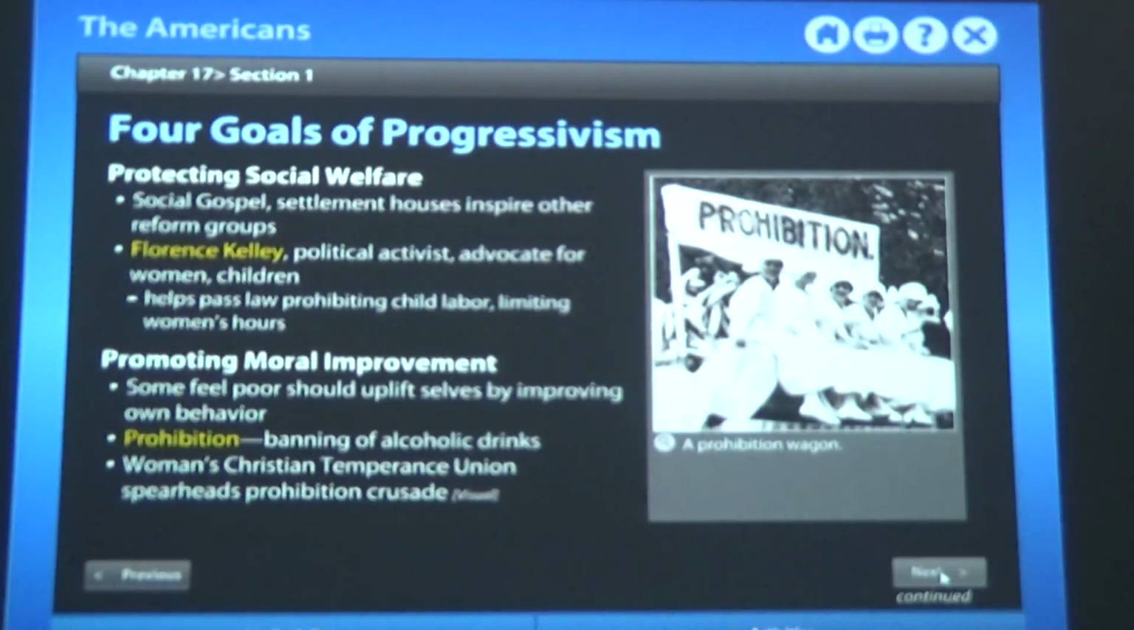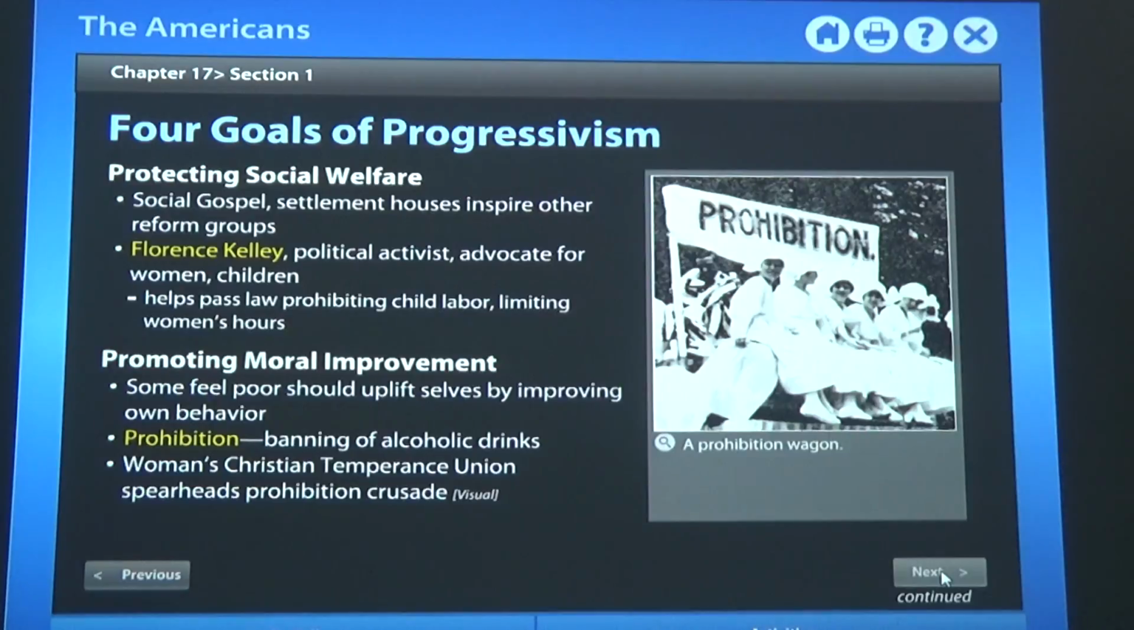The first area we'll look at is protecting social welfare. This starts with simple volunteers in the social gospel or settlement houses. Basically, when immigrants were coming in droves to this country in the 1890s and through the 1910s, many people needed a place to get some information. These settlement houses were exactly for them. Also, Florence Kelley was a political activist, and she advocated for women and children. This idea of prohibiting child labor, or at least child labor laws were put in place. Also, limiting the number of hours that women work was also considered an issue for social welfare.